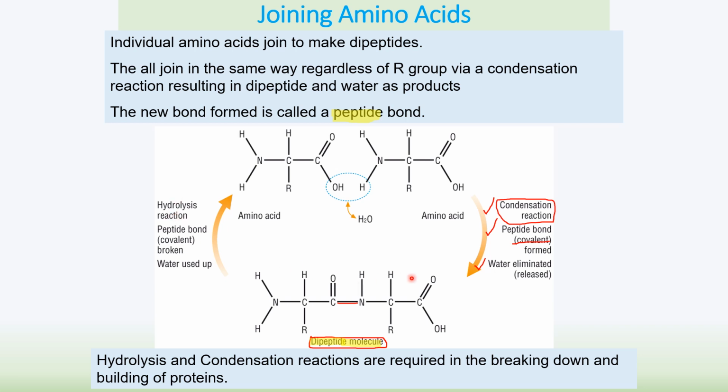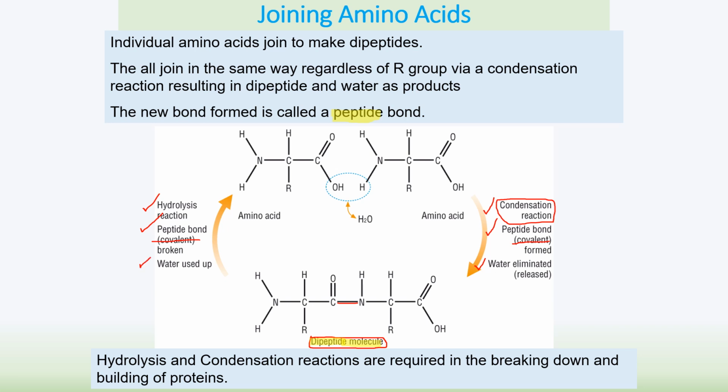Now if you want to break these down, so think about it, in digestion you might break down a dipeptide into its 2 separate amino acid monomers. You again then have to add the water back in. So in this case we are going to be doing a hydrolysis reaction to add the water back in. That breaks the peptide bond, and water is used up to do that.